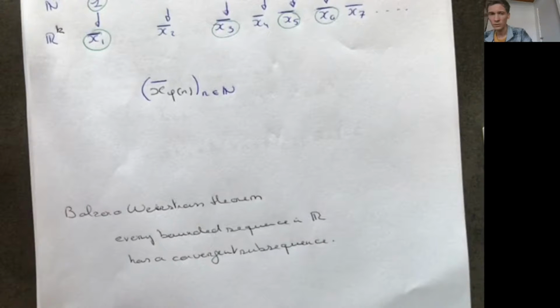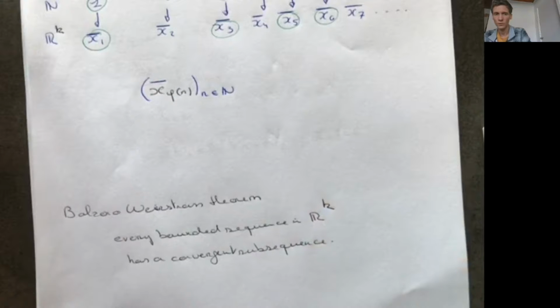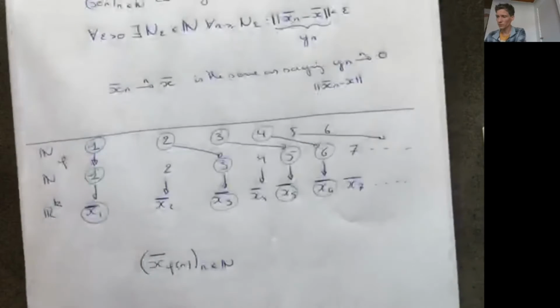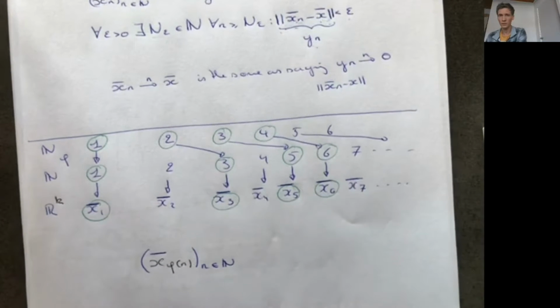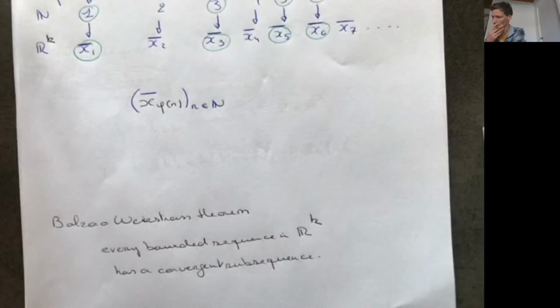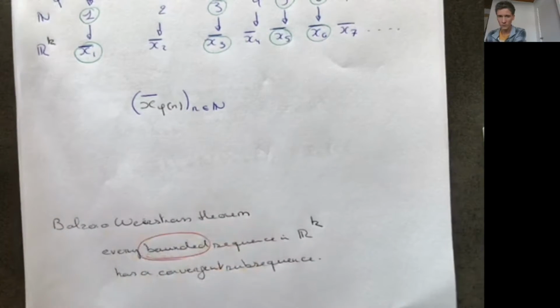The main idea of the remainder of this lecture is to show that this generalizes to sequences in Rk. If we have a sequence of vectors in Rk, then you can find a subsequence, picking some elements out of the sequence, such that the subsequence converges. One thing that we still have to generalize is this idea of a bounded sequence.